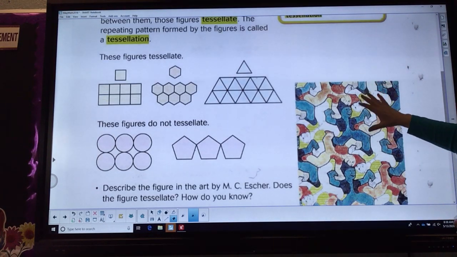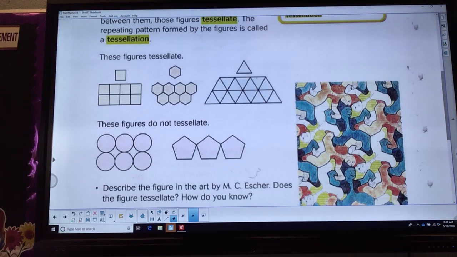Now, let's take a look at this piece of artwork over here. It says, describe the figure in the art by M.C. Escher. Does the figure tessellate, and how do you know? Well, once again, we're going to take that definition that we just talked about up here, and we're going to ask ourselves, okay, do they overlap? So I'm checking the figures on here. Nope, they don't overlap. Then I have to ask myself, well, are there any gaps? So I check and see there's no space, there's no gaps. So the answer is yes, it does tessellate.